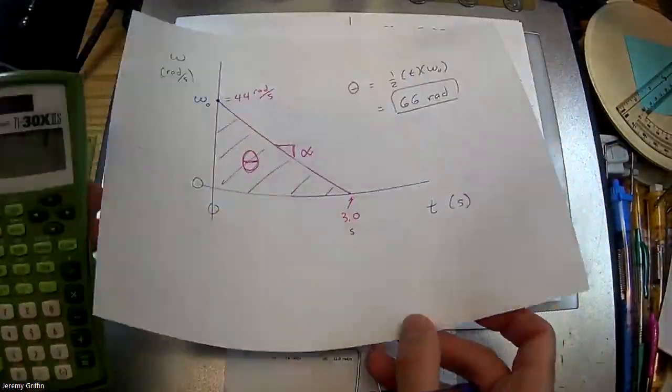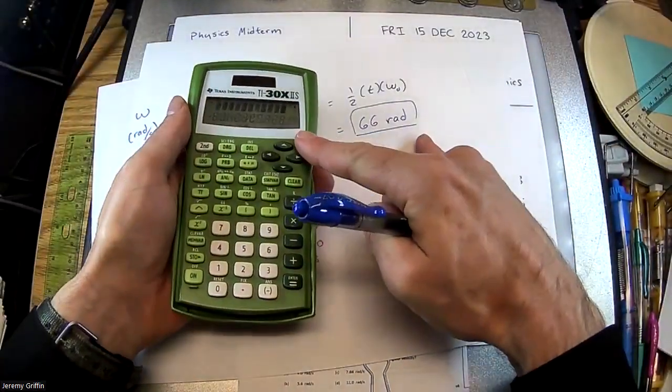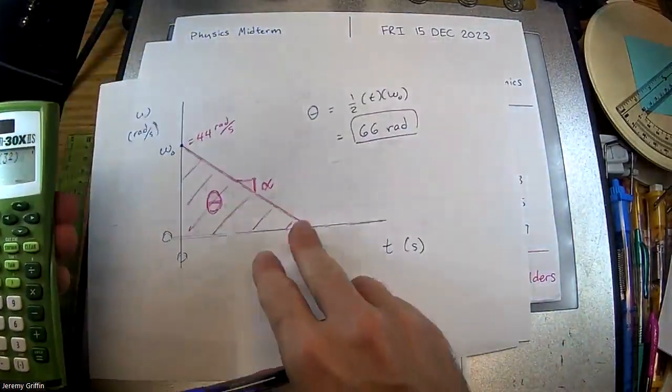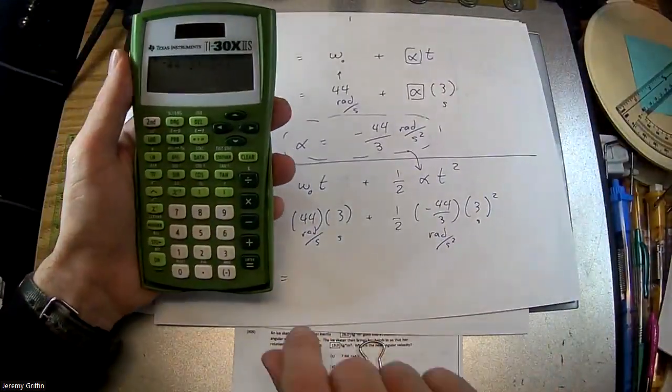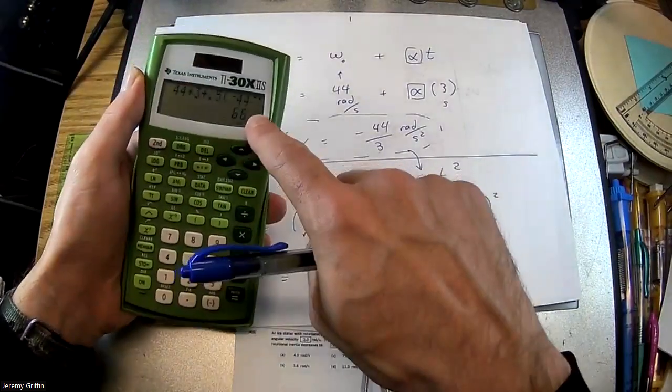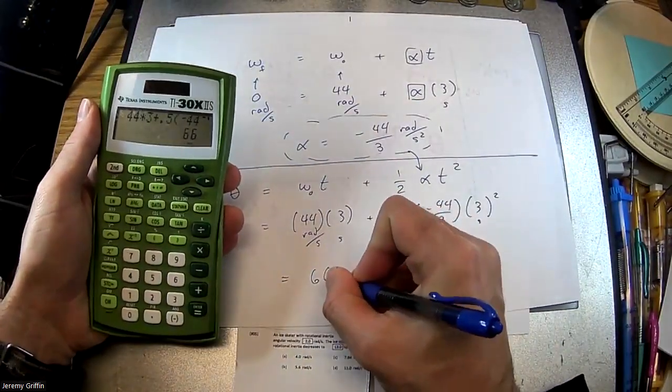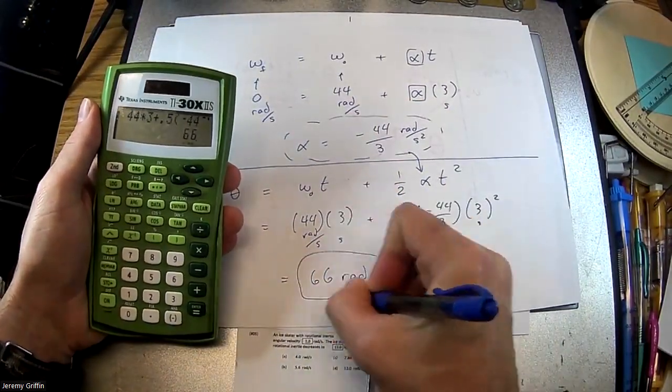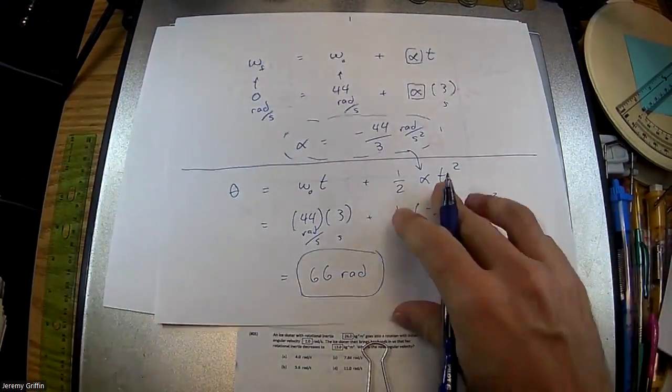a different method. Guys, what's the only number that better be popping up on my calculator screen? 66, right? For 66 radians. All right, moment of truth. Hey, we made it. 66 radians. Look at that. There's 2 different ways to solve that.